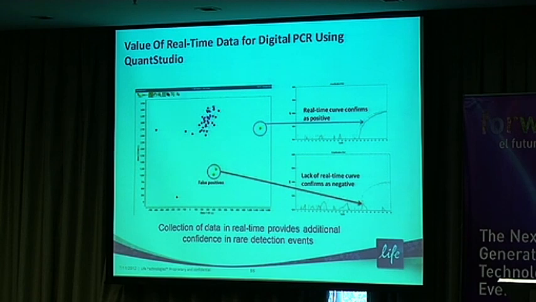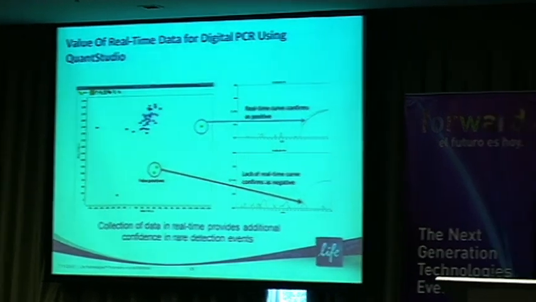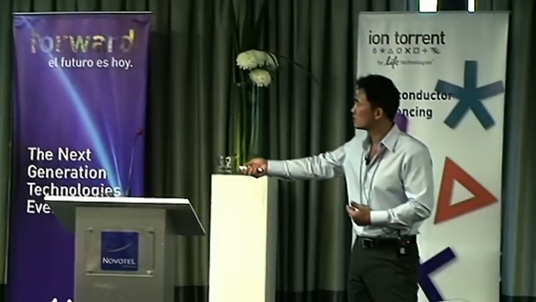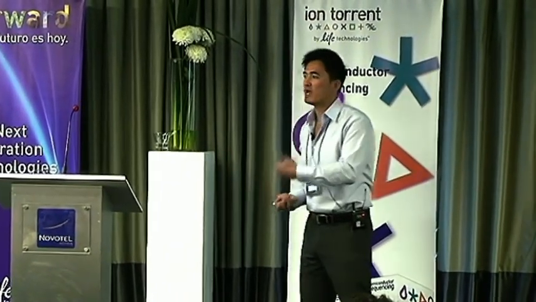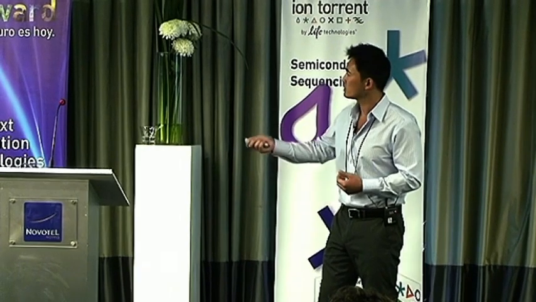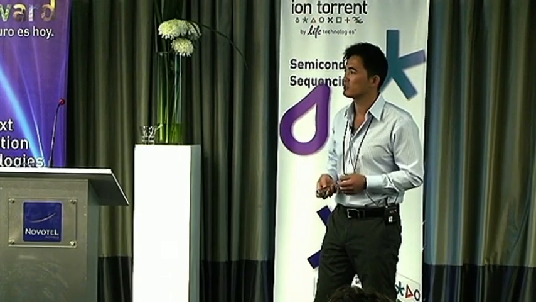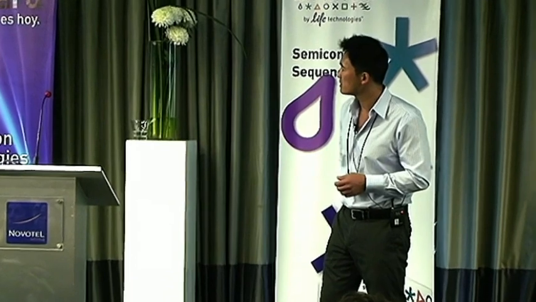So that's what actually sets us apart from the competition. A lot of the other digital PCR providers only provide you the endpoint analysis. They only provide you this view because they don't capture the data in real time as well. Whereas we allow you to go back and rescue ambiguous results. So that's the key point there.